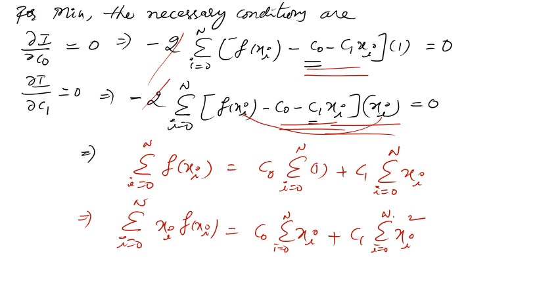And what is this summation of 1, i equal to 0 to n? It means 1 plus 1 plus 1 up to plus 1. How many times? n plus 1 times, since 0 to n means n plus 1 times. So this value is n plus 1. So the simplified equations are, therefore, the normal equations for the straight line.